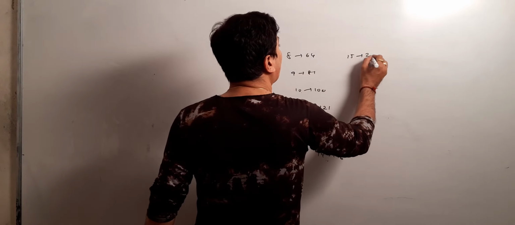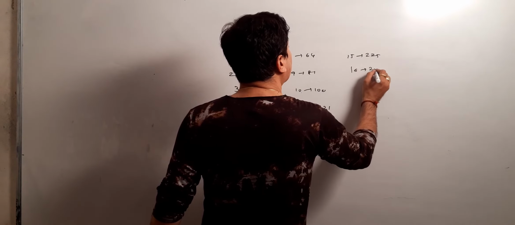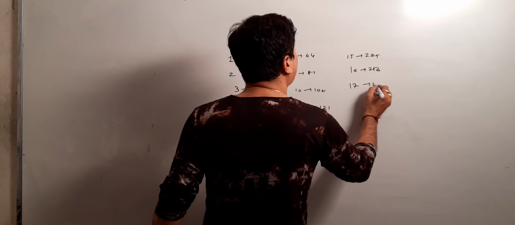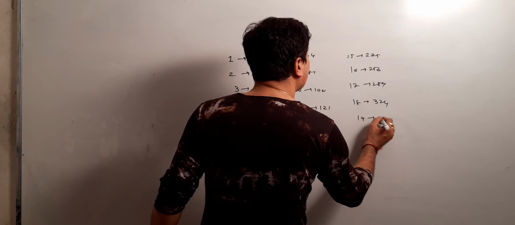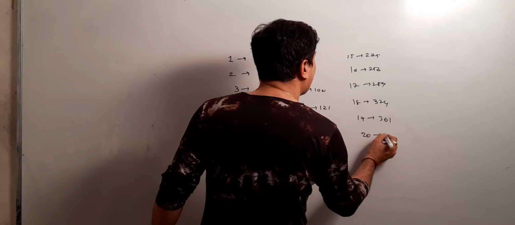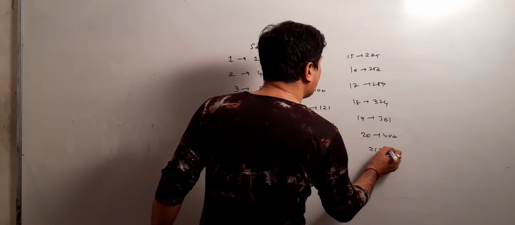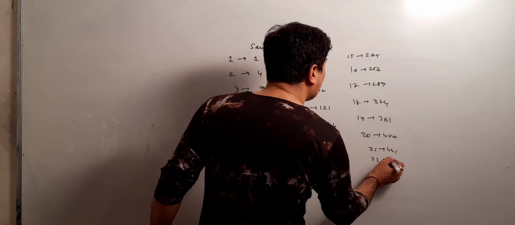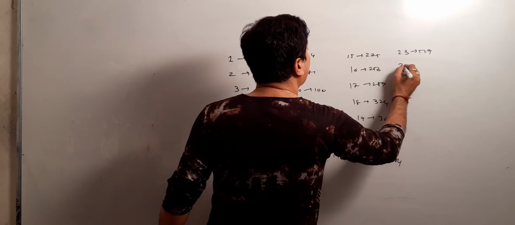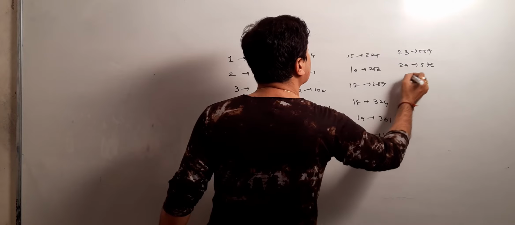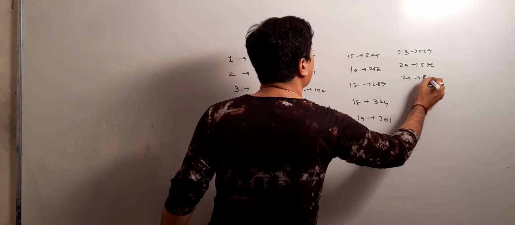15 it is 225. 16 it is 256. 17 it is 289. 18 it is 324. 19 it is 361. And 20 it is 400. And 21 it is 441. And 22 it is 484. And 23 it is 529. And 24 it is 576. And 25 it is 625.